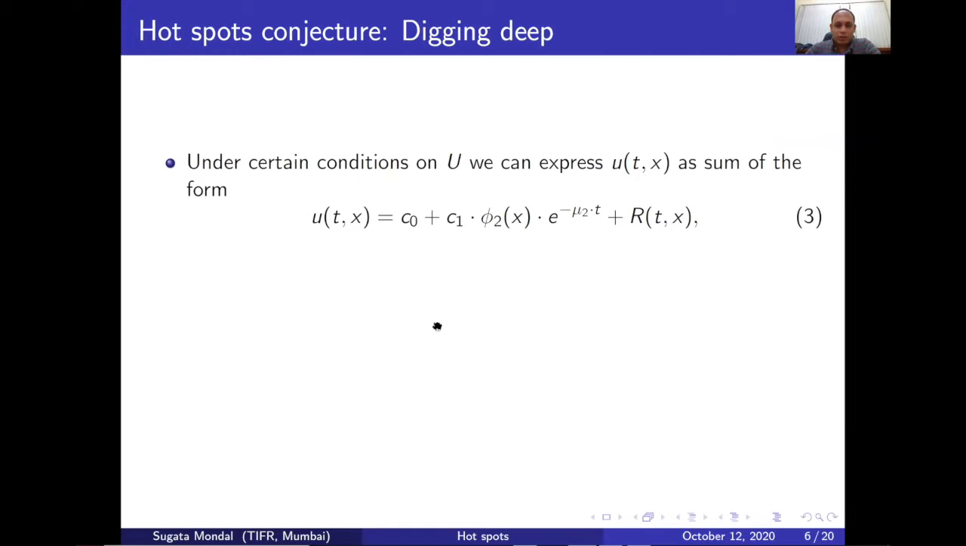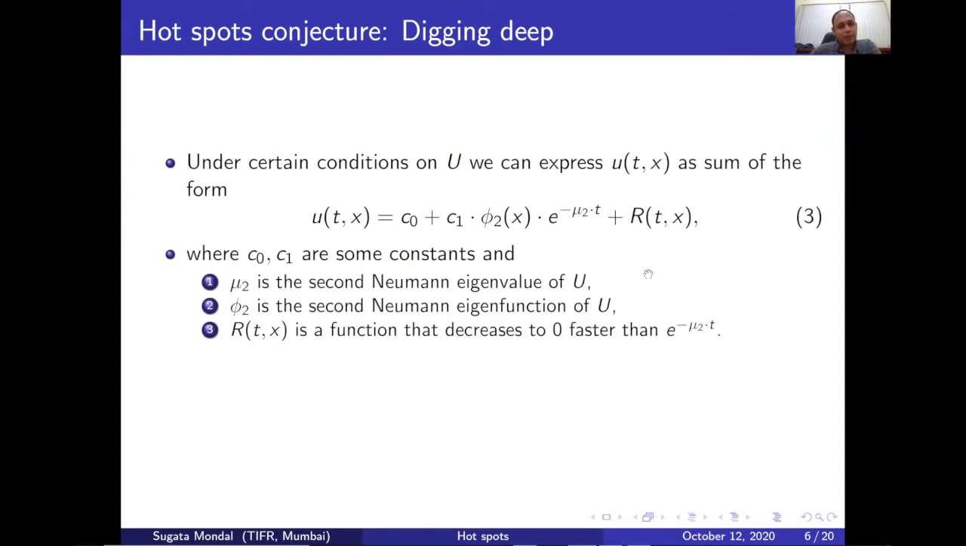Okay, going towards the actual formulation of the conjecture. Under certain conditions on this domain, we can express this function as this kind of sum: u(t, x) is equal to c_0 plus c_1 times p_2(x) times exp(-μ_2 t) plus this remainder term R(t, x), where c_0 and c_1 are some constants. This μ_2 is the second Neumann eigenvalue. Since this is a geometry seminar, I'm confident that everybody knows what this is, but I'm going to define it quickly in the next slide.